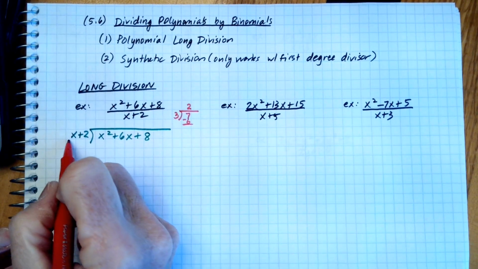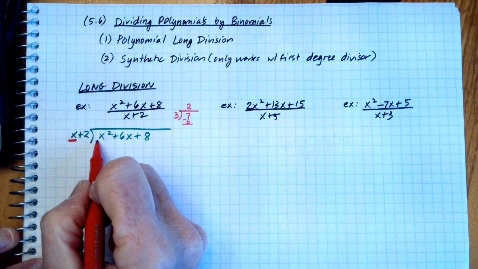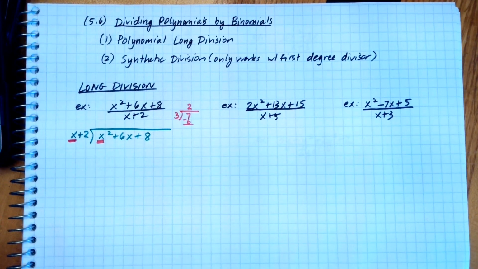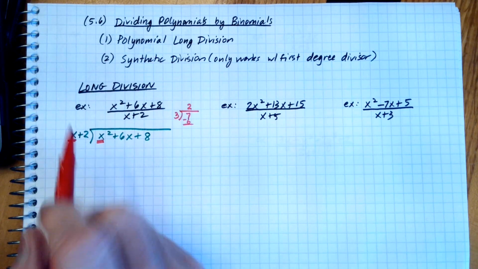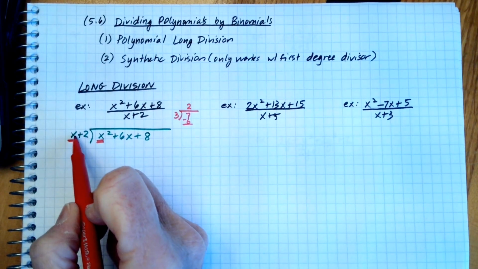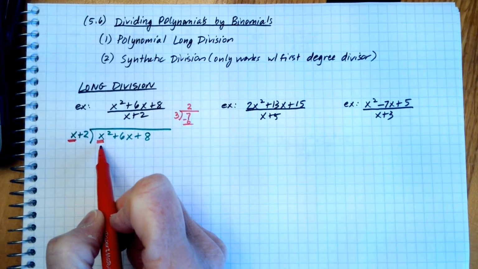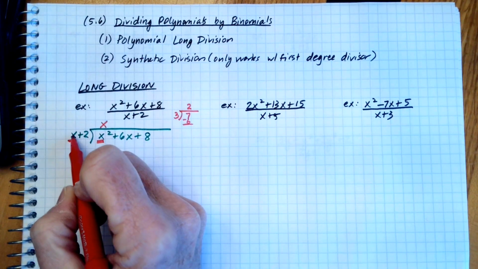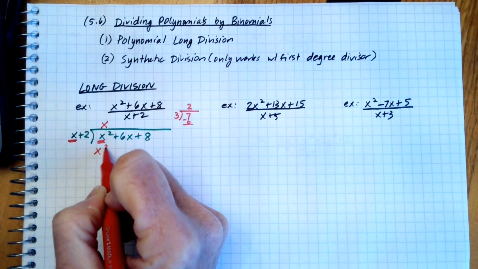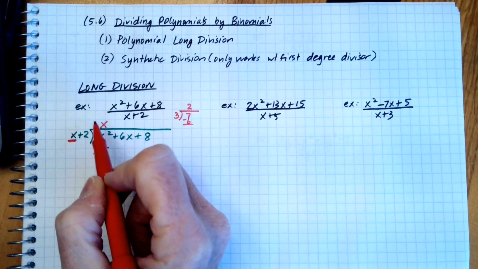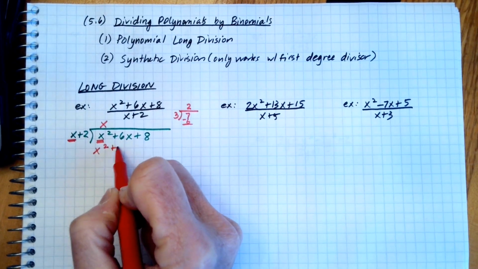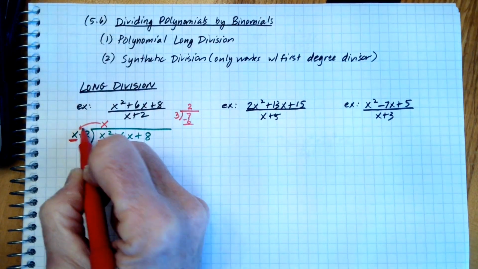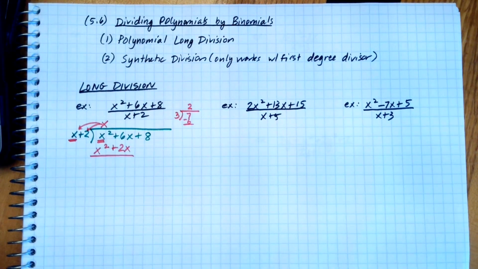So what we're trying to do is divide the first term in the divisor into the first term of the dividend. Dividing is another way of saying, what times x will give me x squared back? And that's going to be x. So x times x gives me x squared. We're trying to get the exact same thing. And x times 2 is 2x. And we multiply each term in the divisor by that x.